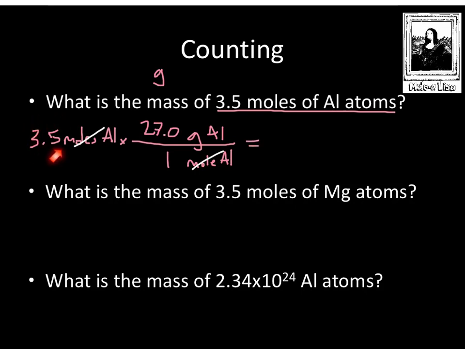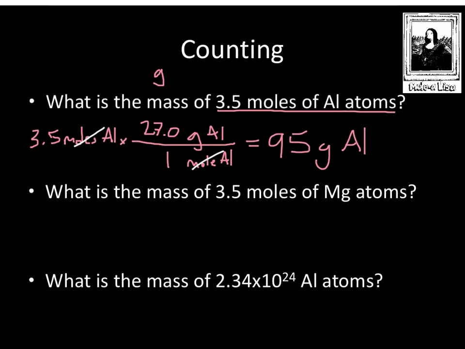And since our first number right there only has 2 significant figures, and that other one has 3, we can only have 2 significant figures in our answer. So that means we'd have 95 grams of aluminum. So 3.5 moles of aluminum would have weighed 95 grams.